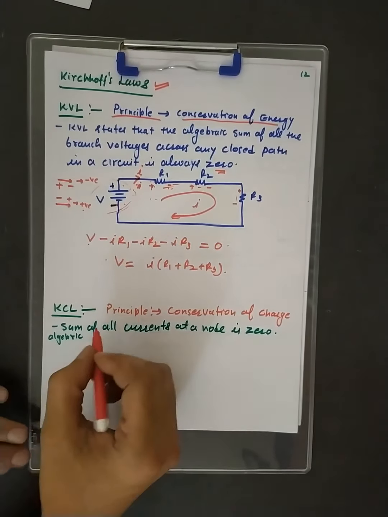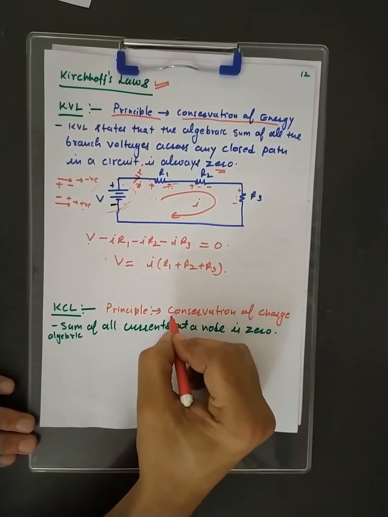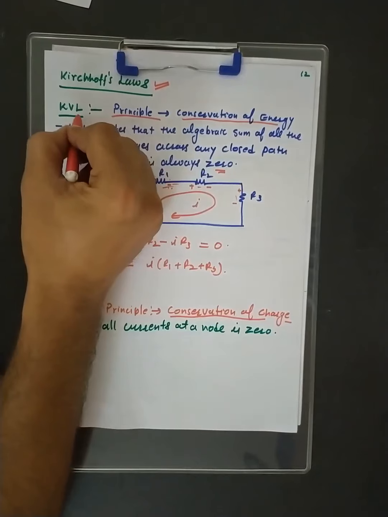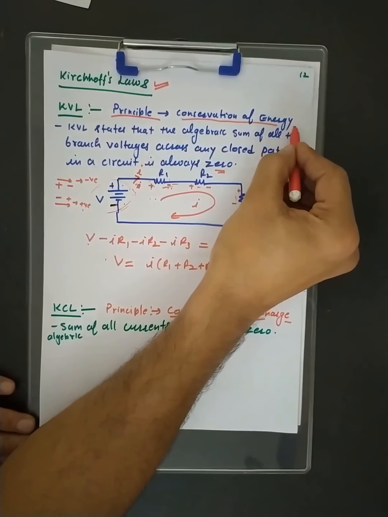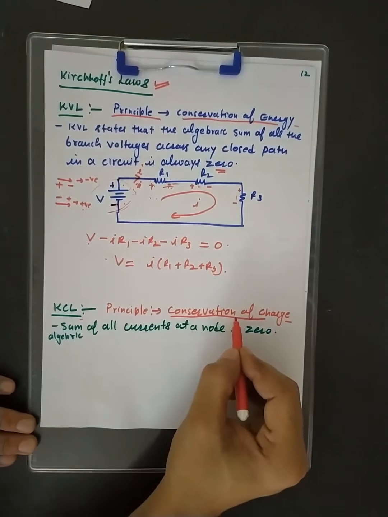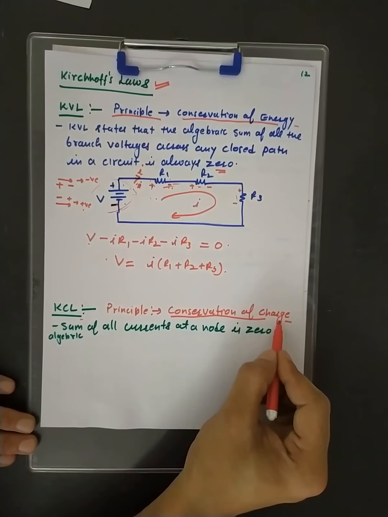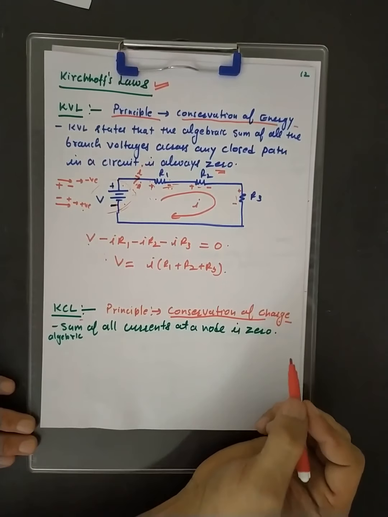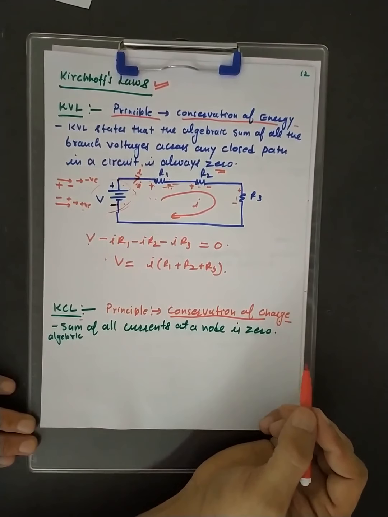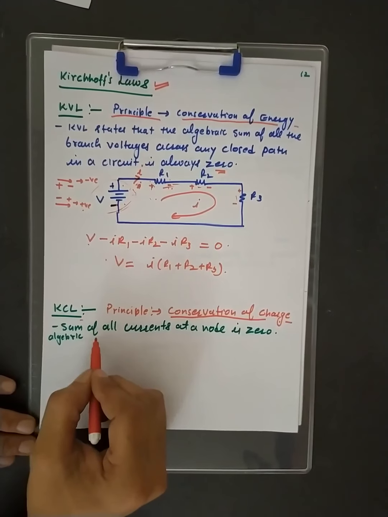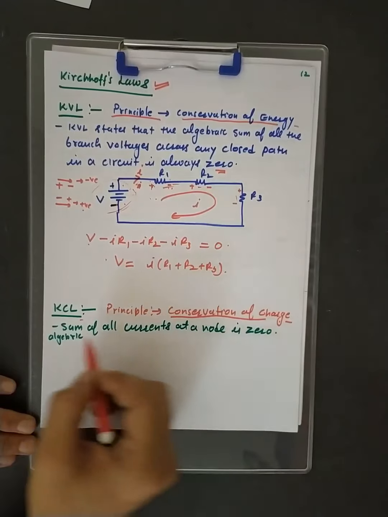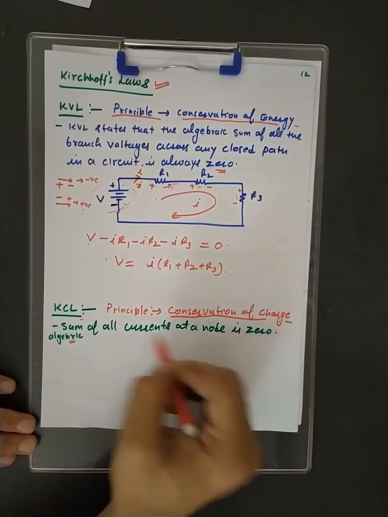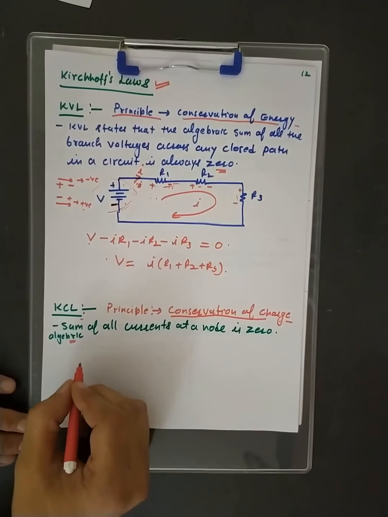Similarly, you can take an example of KCL. KCL works on conservation of charge. Always remember this difference: KVL works on conservation of energy, KCL works on conservation of charge. Charge can neither be created nor be destroyed. It can only be transformed from one form to another. That's it. The sum of all currents at any node is equal to 0. The algebraic sum of all currents at a node is equal to 0. This is stated by KCL.